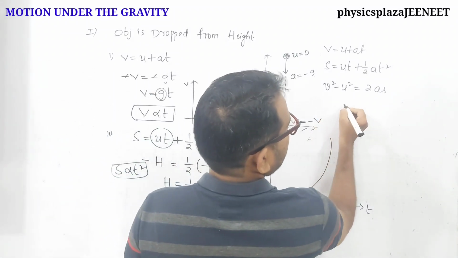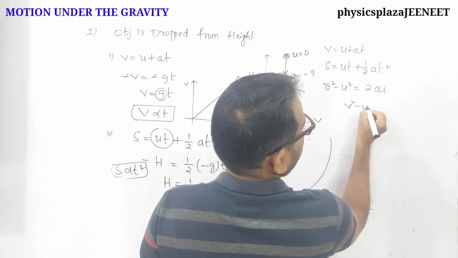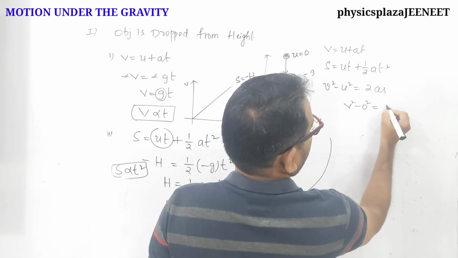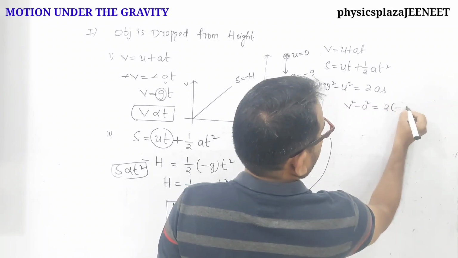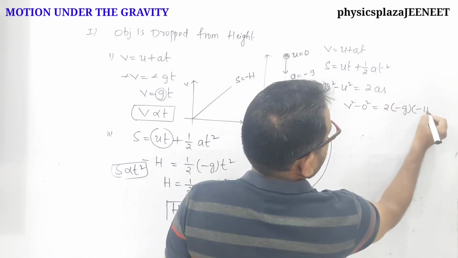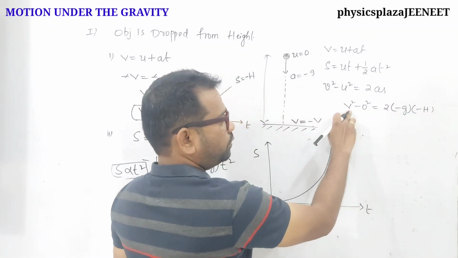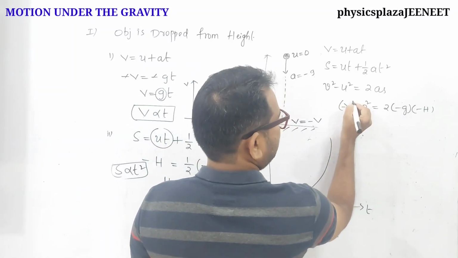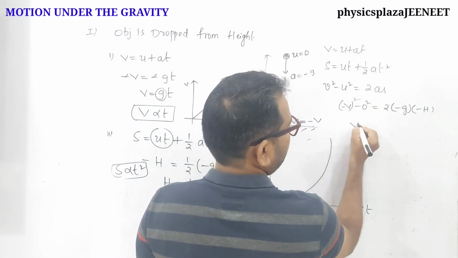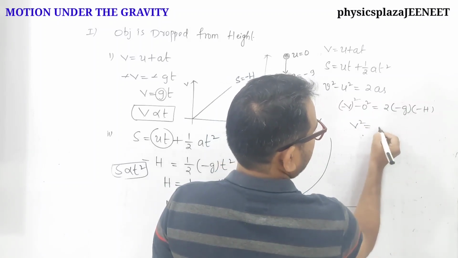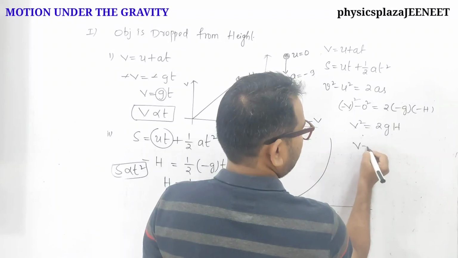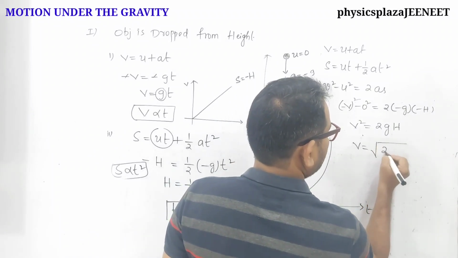Let us take the third equation of motion. So this is v square minus 0 square is equal to 2 into minus g into minus h. Anyhow, it is a v square. It can be a minus v square, but still it is a whole square, right? It will get cancelled. So v square is equal to, minus into minus is plus, 2gh. So v is equal to square root of 2gh.